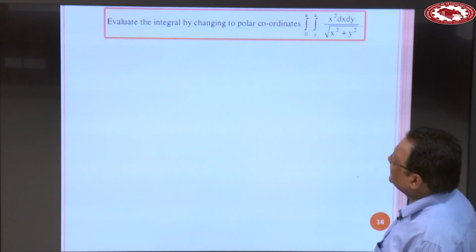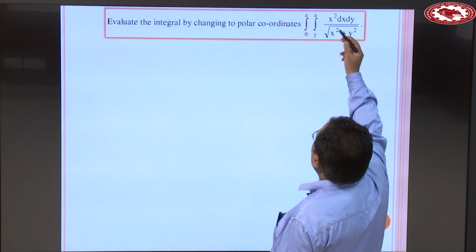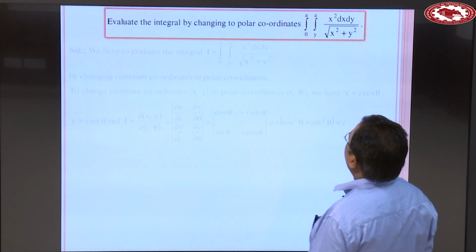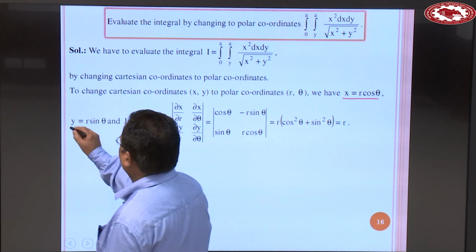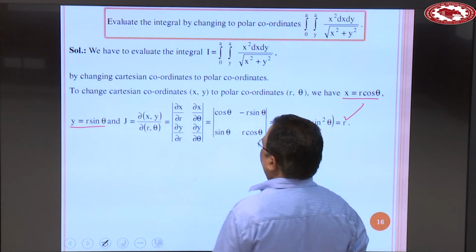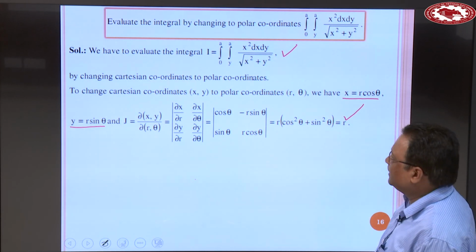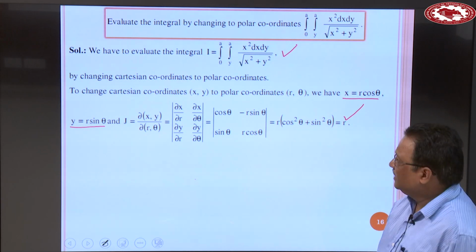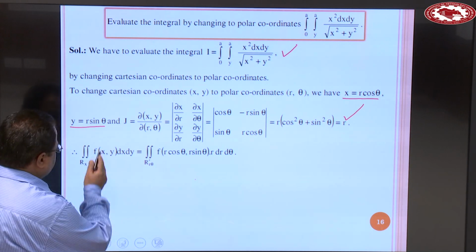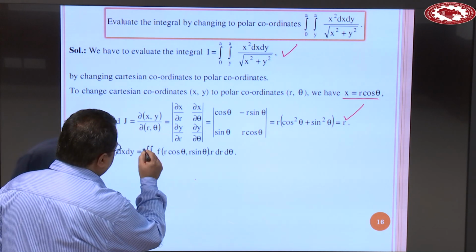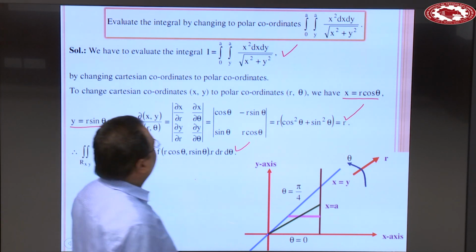So evaluate the integral by changing to the polar coordinate system: double integral 0 to a, y to a, x square dx dy over x square plus y square. So we know put x is equal to r cos theta, y is equal to r sin theta, and the value of the Jacobian is r. So we have to evaluate this double integral problem by changing Cartesian coordinates to the polar coordinate system. When we change this Cartesian to polar, this double integral problem is converted into this double integral problem. Now draw the rough sketch of the problem.